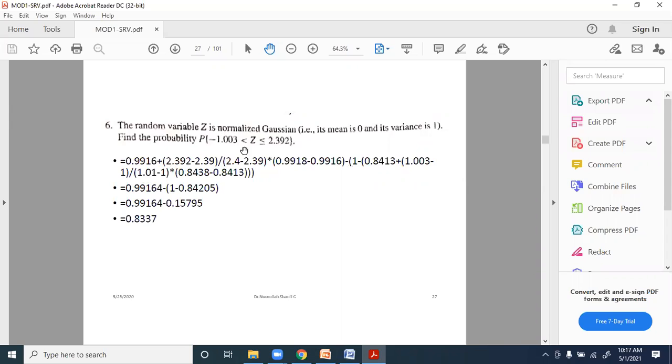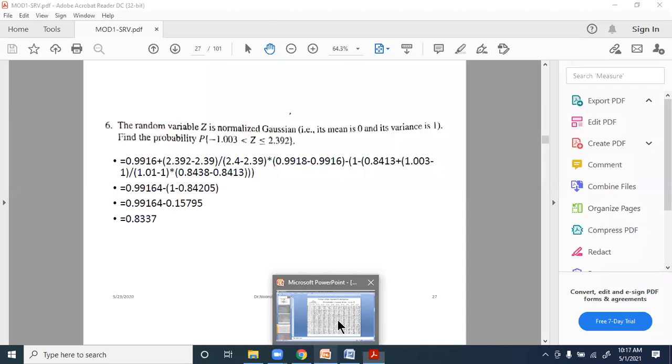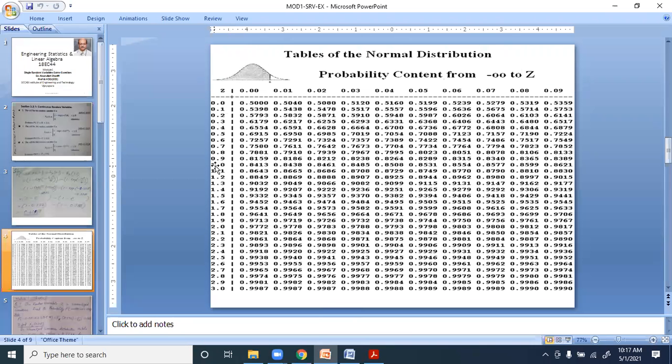Similarly, for minus 1.003, minus will not be available. What will be available is 1.003, and minus will become 1 minus that value. So let us see from the table what 1.003 corresponds to. This is 1.00 and this is 1.01. So 1.003 is between these two, 0.8413 and 0.8438.